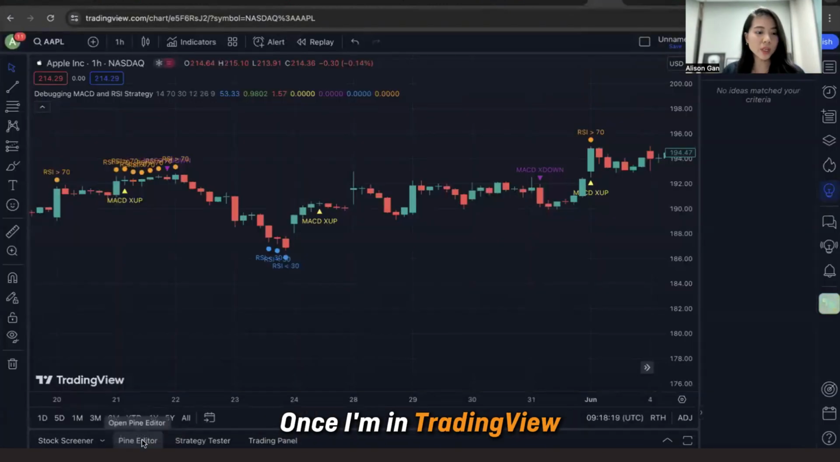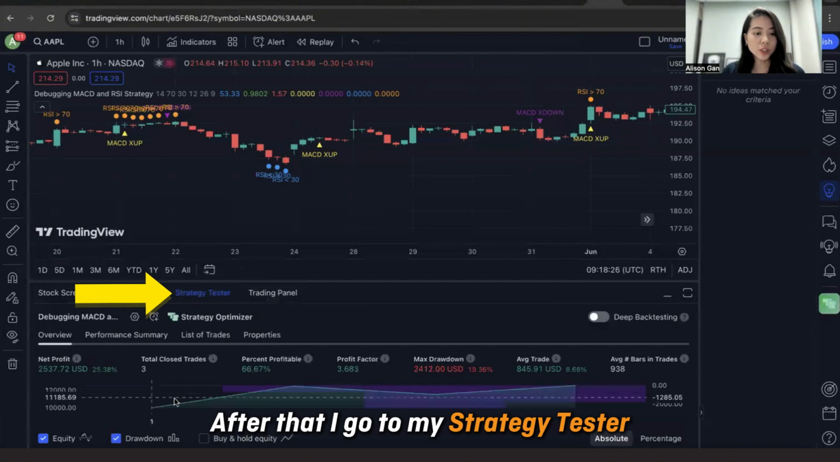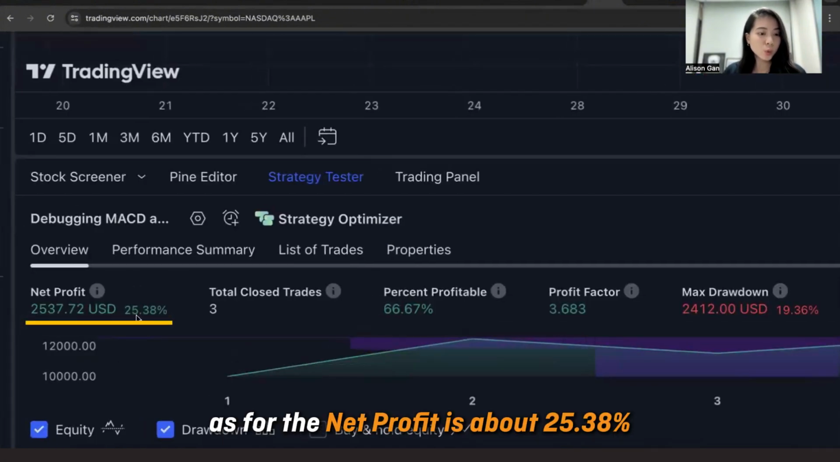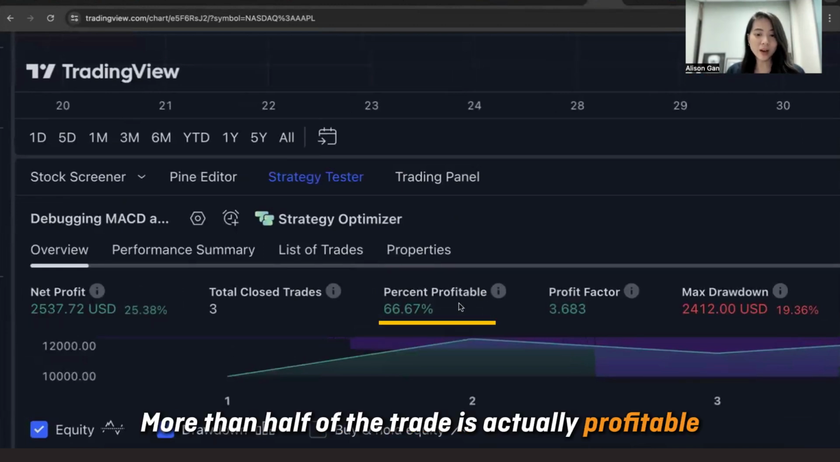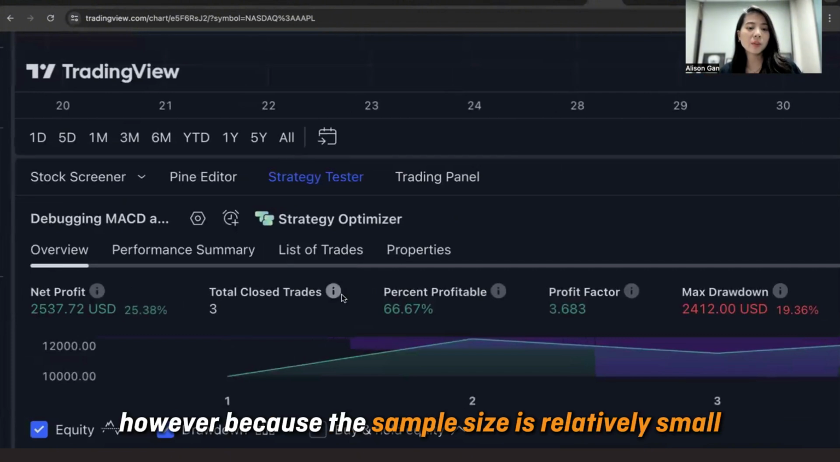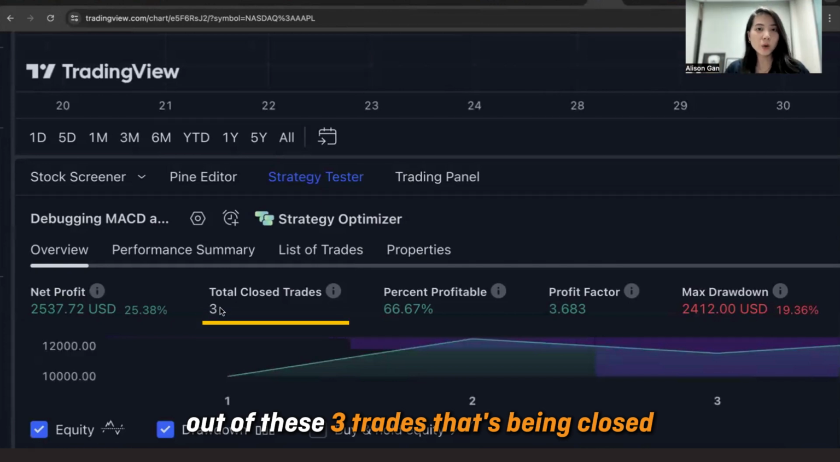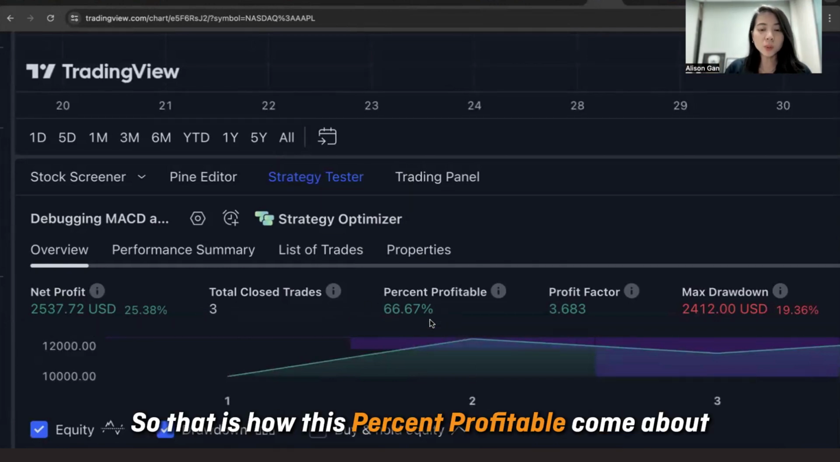Once I'm in TradingView, I put it into Pine Editor and hit update on chart. After that, I go to my strategy tester and I can see that right now the net profit is about 25.38%. Percent profitable is about 66%. More than half of the trades are actually profitable, which is great. One thing to take note of, however, is that because the sample size is relatively small, this 66% actually comes from 3 trades that were closed, 2 out of 3 of which are profitable. So that is how this percent profitable comes about.